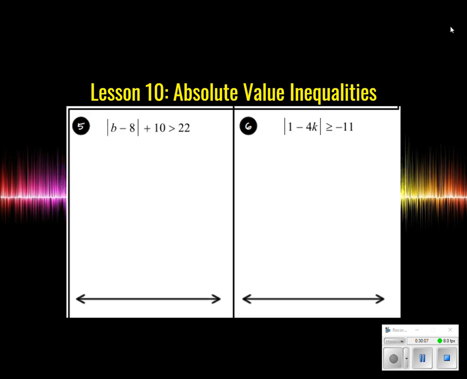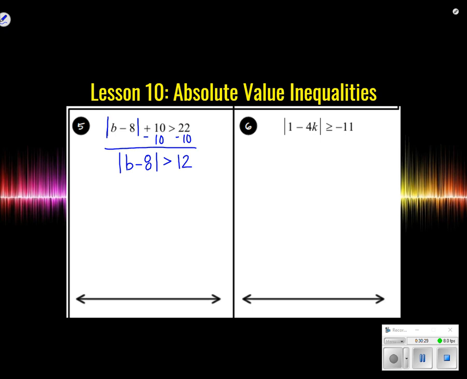All right, let's look at number 5. Here are my absolute value bars. Oh, but they're not isolated. I have a plus 10 that I need to get rid of. So how do I move that plus 10? I subtract 10 on both sides. So then I've got the absolute value of b minus 8 is greater than 12.